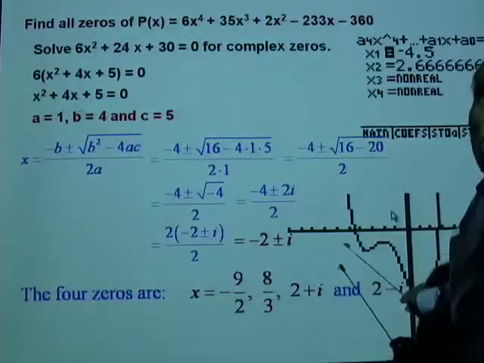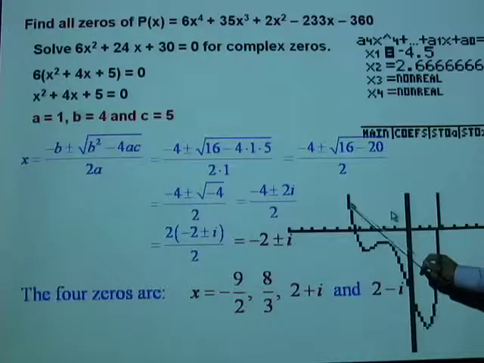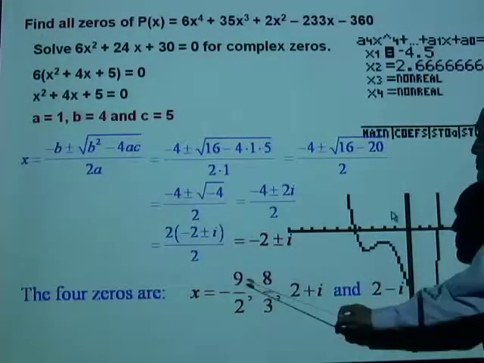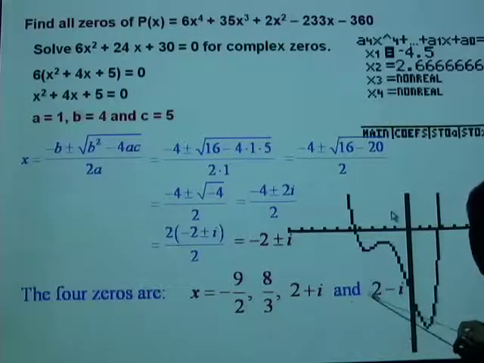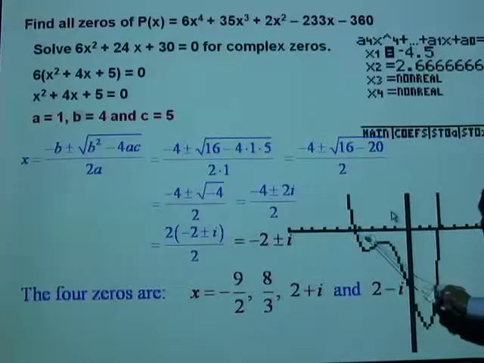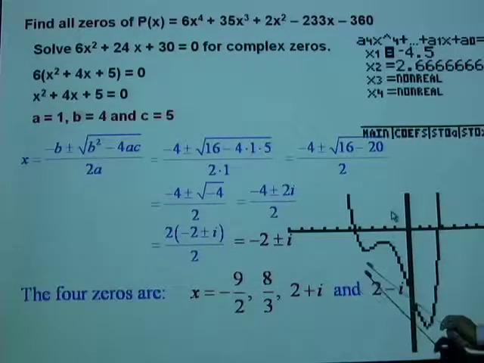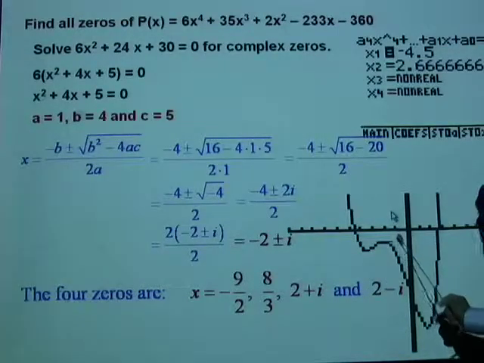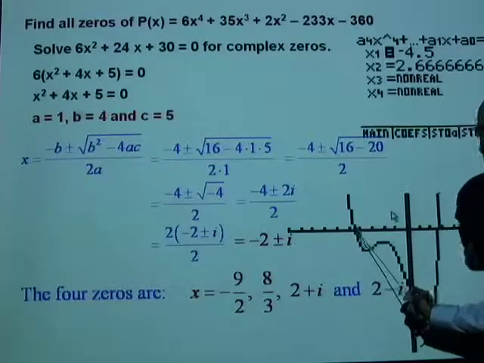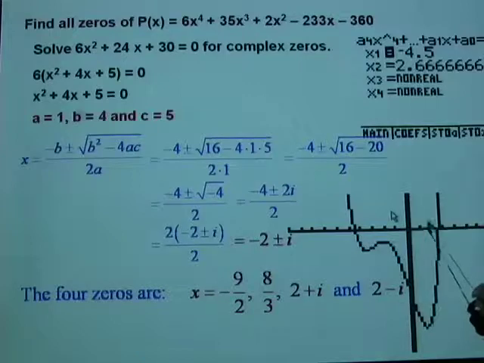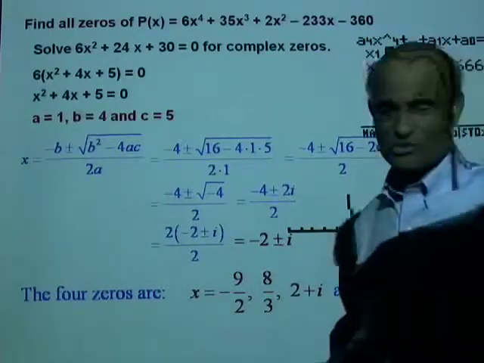And now look at the graph of this polynomial function. There are 2 real or rational zeros and 2 complex zeros, and the real zeros mean the graph will cut the x-axis. X equal to negative 9 over 2, negative 4.5, is one x-intercept. X equal to 8/3 is the other x-intercept.